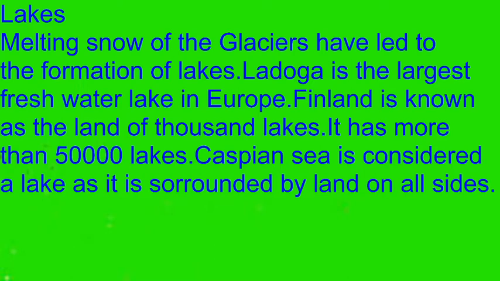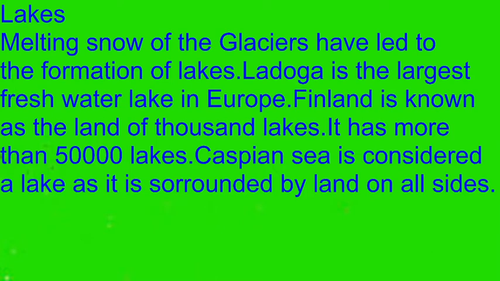Melting snow of the glaciers has led to the formation of lakes. Ladoga is the largest freshwater lake in Europe. Finland is known as the land of 1,000 lakes. It has more than 50,000 lakes. Caspian Sea is considered a lake as it is surrounded by land on all sides.